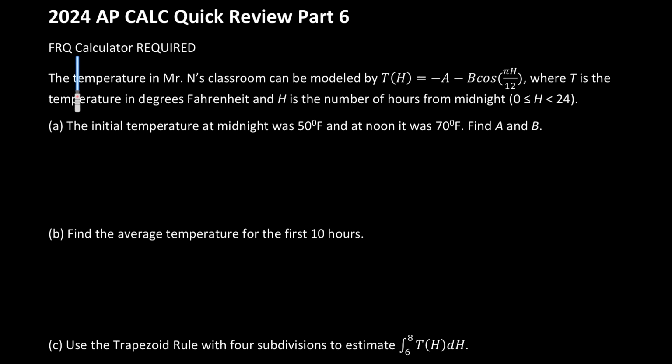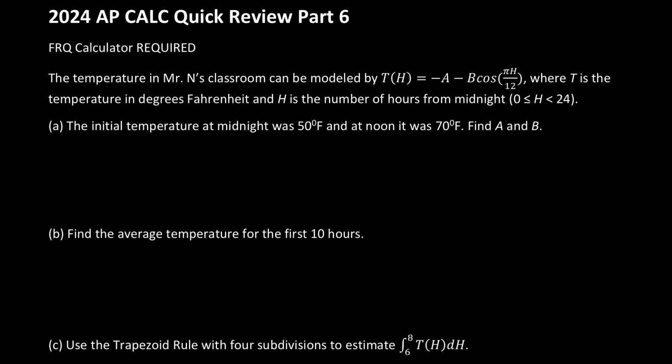This is another FRQ with a calculator required, and it says the temperature in Mr. N's classroom can be modeled by T of H equals negative A minus B cosine of pi H over 12, where T is the temperature in degrees Fahrenheit and H is the number of hours since midnight, where H is constrained between 0 and 24. In part A, it says the initial temperature at midnight was 50 degrees, and at noon it was 70 degrees.